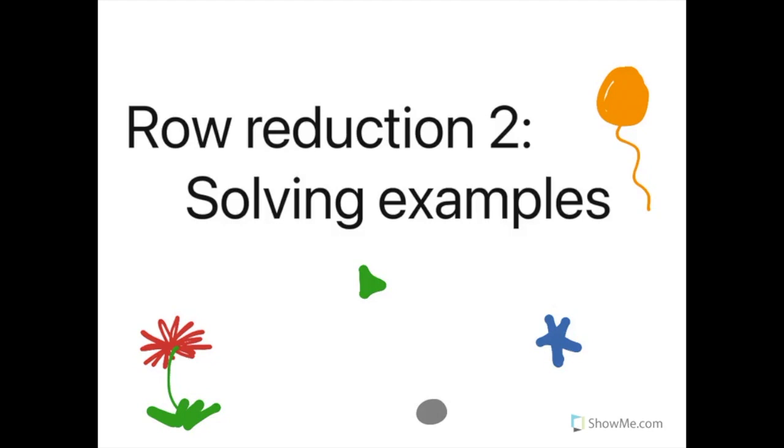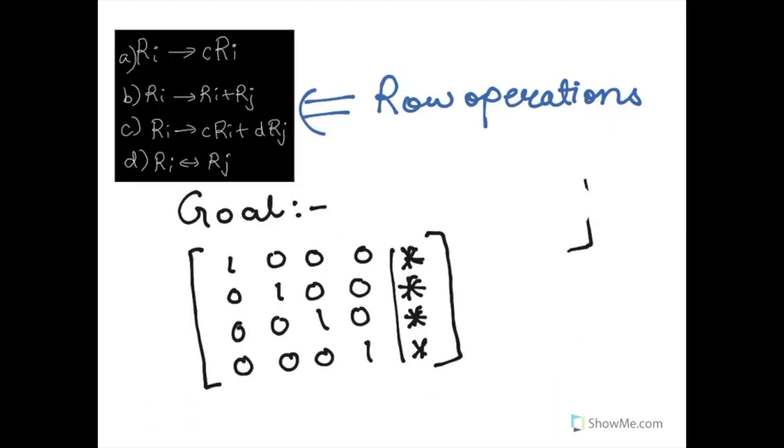Hello everyone. So in the last video I talked about row reduction and what it means to solve a system of linear equations, and I introduced the idea of row operations which you need in order to row reduce. So as a reminder, there's 4 different things that you can do in order to row reduce or solve a linear system through row reduction.